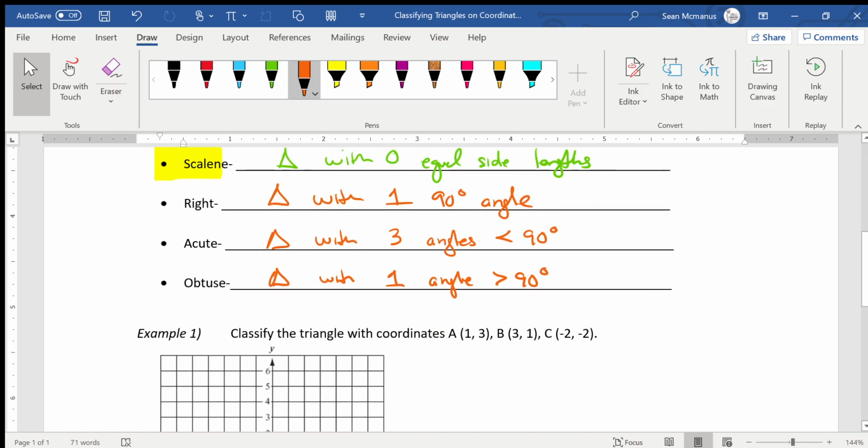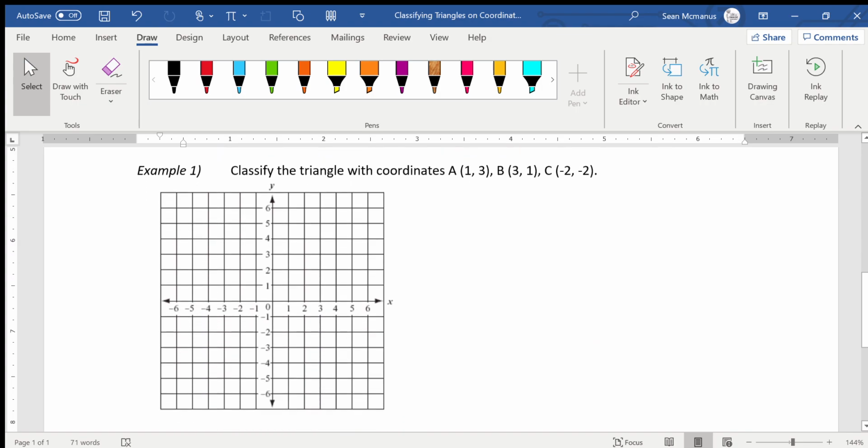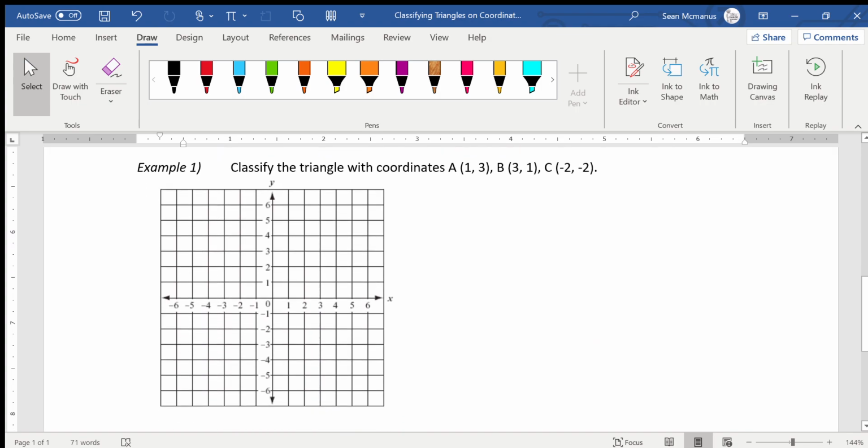So, two examples. They're not super quick, actually. Classify the triangle with coordinates A, B, and C with the given coordinates. We're going to plot these first. A is at point (1, 3). B is at (3, 1). And C is (-2, -2). And that's point C. So I'm going to make my triangle here.